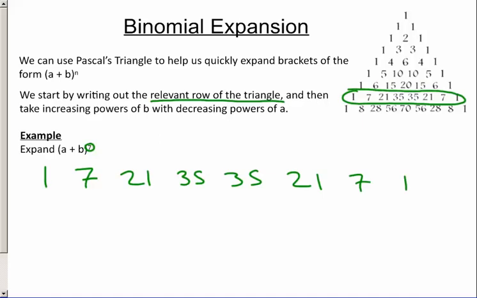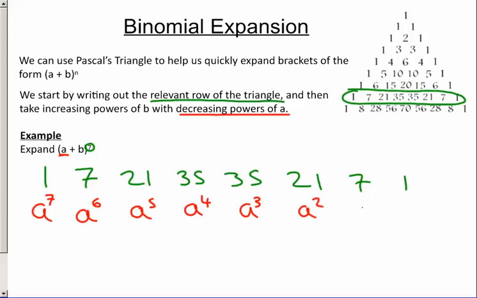Next, we look at the first term, which in this case is a, and we write that in decreasing powers. So we start with a to the 7. And then we decrease the power by 1 each time as we go through, putting 1 under each of the terms of Pascal's triangle for that row.